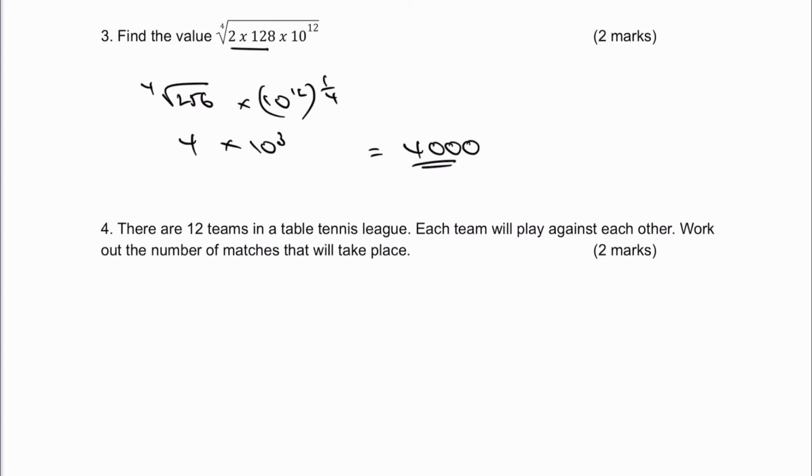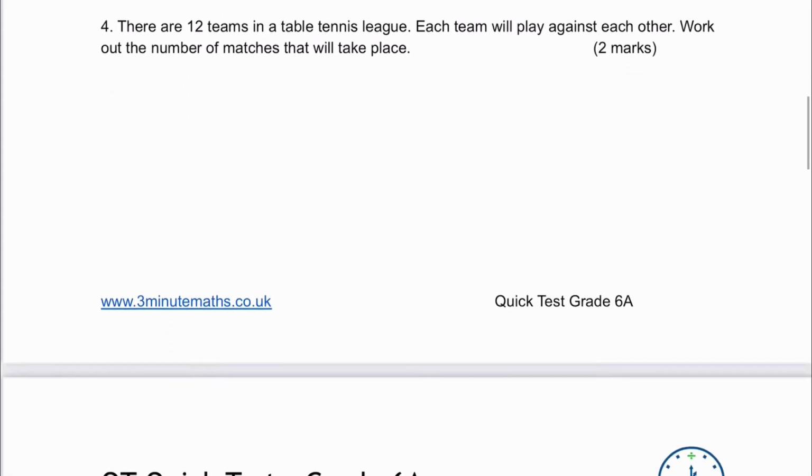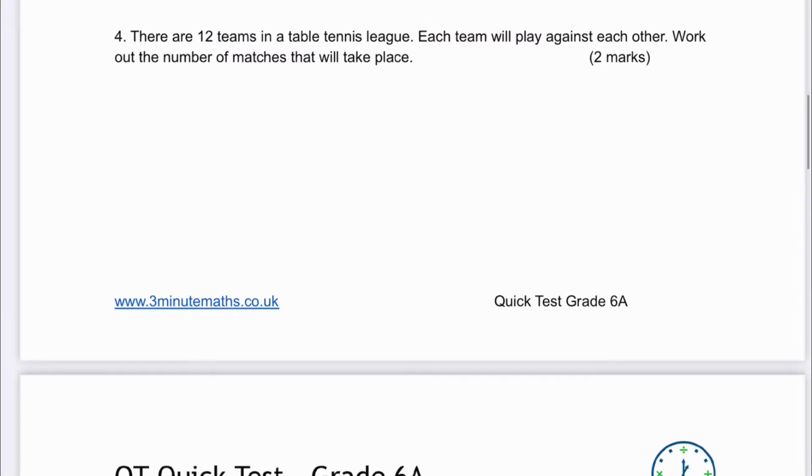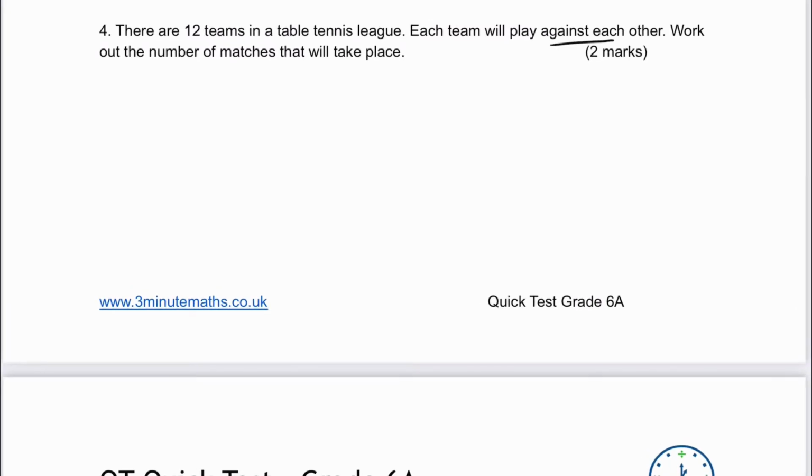Okay, so let's have a look then at number 4. There's 12 teams in a table tennis league. Each team will play against each other, and that's the important thing with these, against each other, because team A will play team B, C, D and so on all the way through to the other 11 teams. However, it also follows that each of those teams will have already played, so effectively we've got to halve it, which is going to give us 132 over 2, which equals 66.